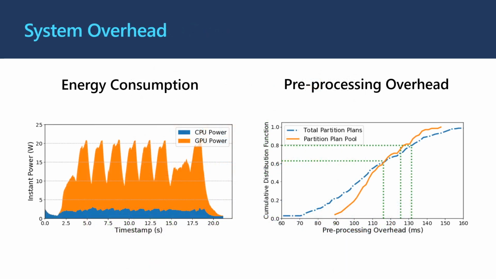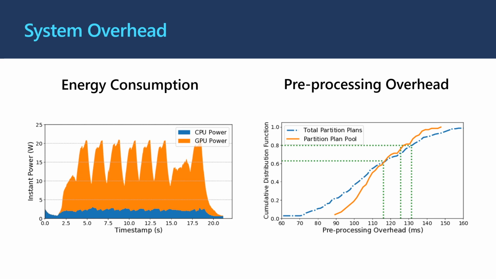We also evaluate the overhead of Remix. Remix utilizes both CPU and mobile GPU. According to our evaluation on NVIDIA Jetson, the average power is about 12 watts. The mobile GPU consumes the majority of power, about 10.6 watts.